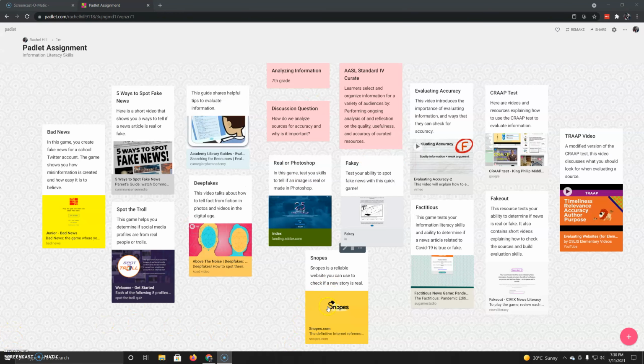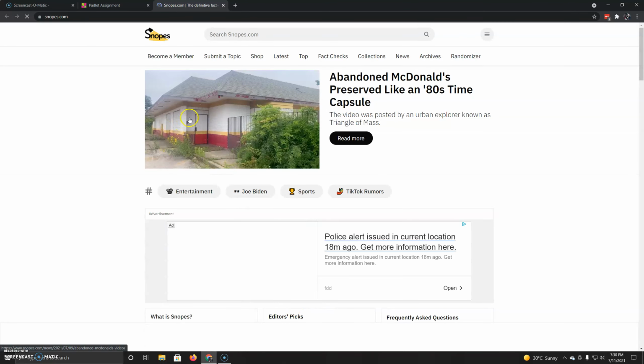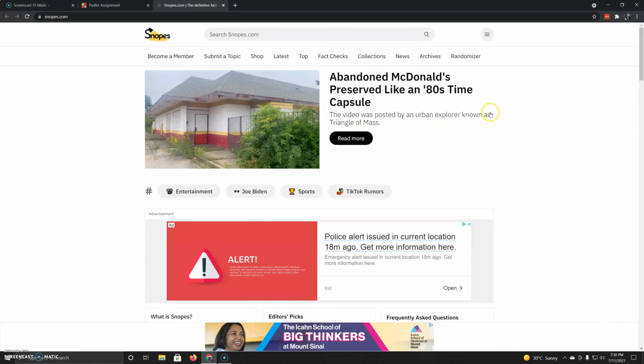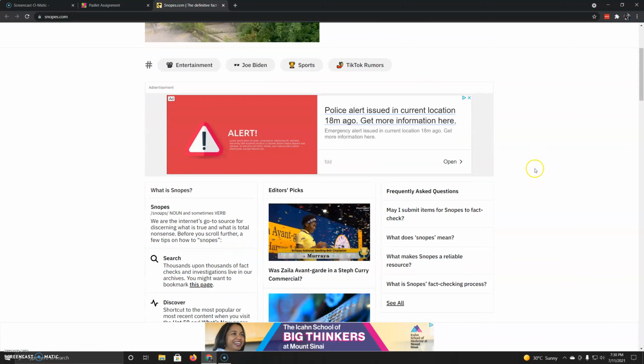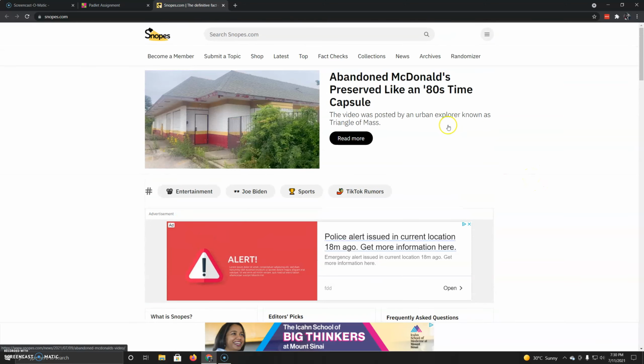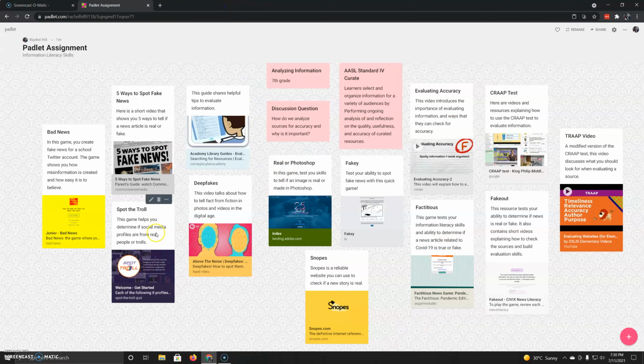And lastly, I included the website Snopes, which is a fact-checking website, so you can type in a news article that you've read that you might think looks a little suspicious, and it will tell you if it's real or fake. So all of these games are super fun and help test your knowledge, and then afterwards most of them have more videos on how we can check to see if information is accurate and reliable or not.